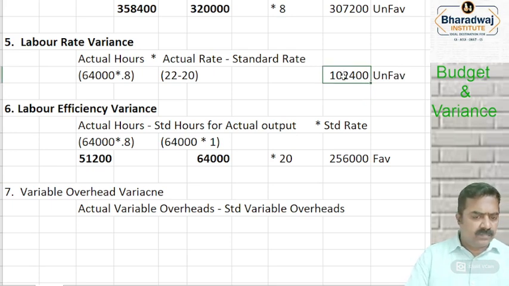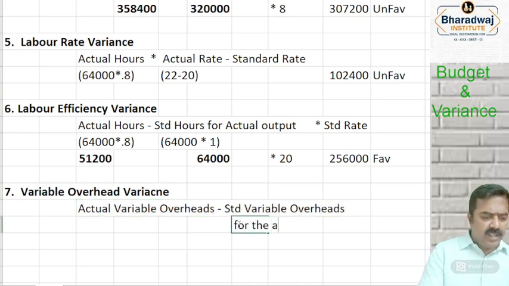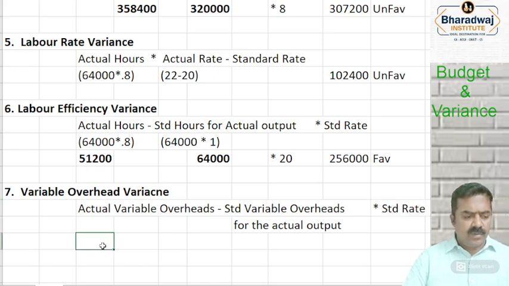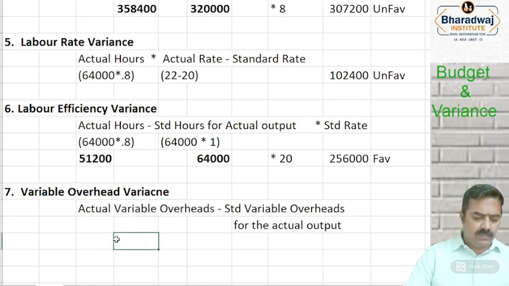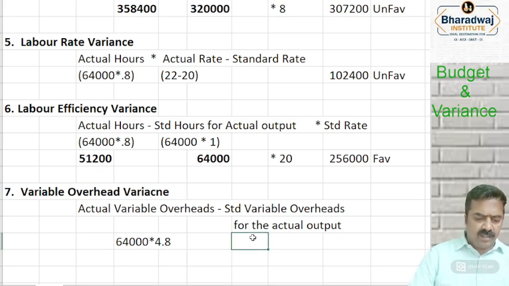Correct? Yes, sir. So variable overhead variance, actual variable overheads minus standard variable overheads for the actual output. This into standard rate. What is the actual variable overheads? We spent 64,000 into 4.8. What is allowed for this? 64,000 into 5.